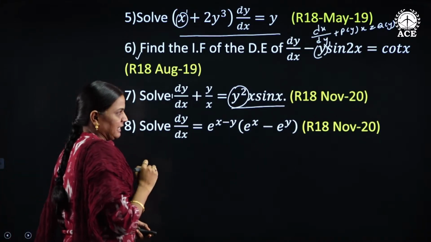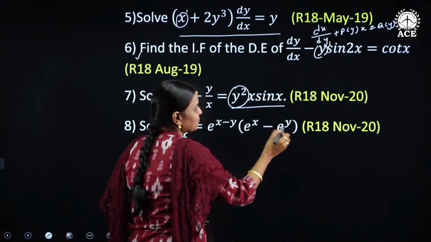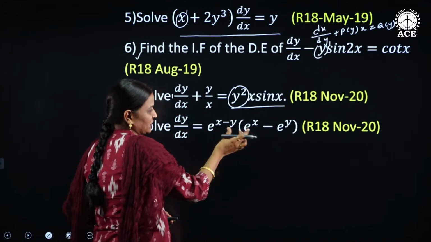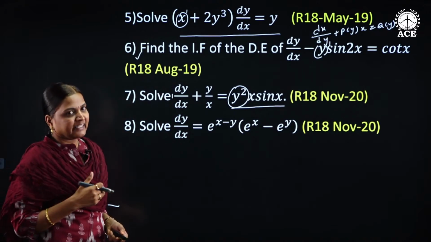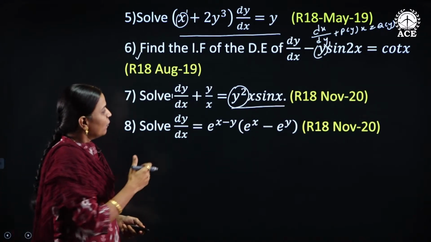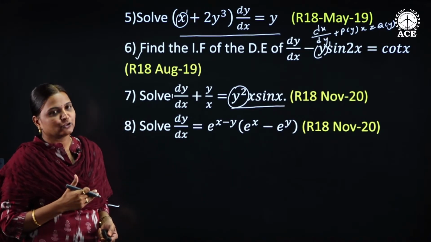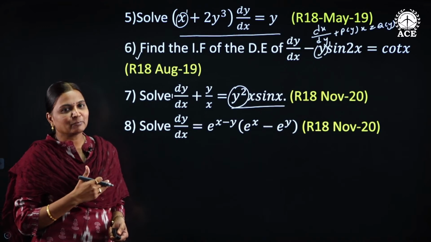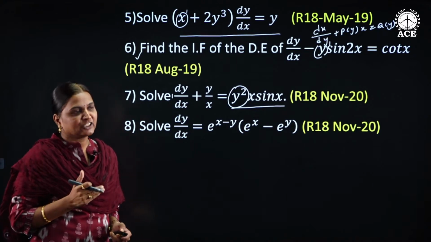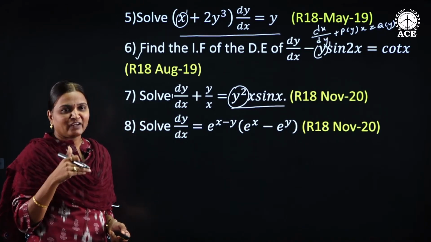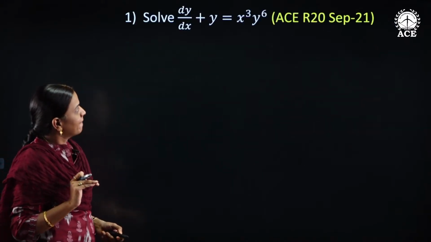Next, coming to the last one. dy by dx is equal to e power x minus y into e power x minus e power y. First multiply this expression with e power x minus y and write the equation. Here only x or only y does not exist; here a function of x and a function of y exist. So that means it is an equation reducible to linear form. So this is the procedure to identify the nature of the given differential equation. When we know the nature, it is very easy to solve the given differential equation.